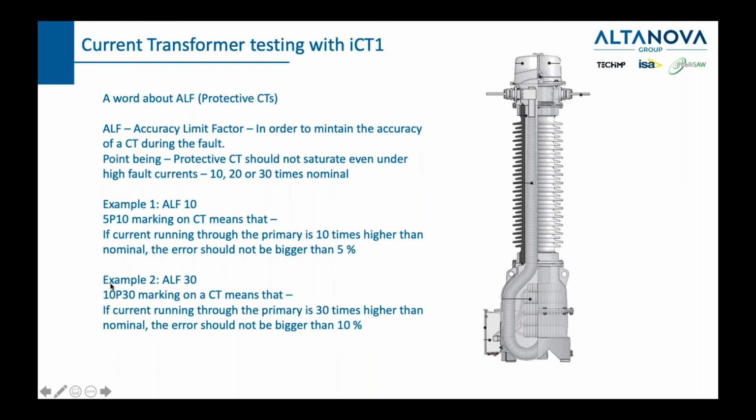So if we have a 1000 to 1 CT, and if there is a fault, and there is 30 times nominal current running in the primary side, so it's 30 kiloamps running in the primary side, on the secondary side, you will have to have 30 amps. That would be ideal, but if you have 30.3, which is still good, 30.4 would not be good. So this is ALF, and ALF is reserved for the explanation how the protective CT works.